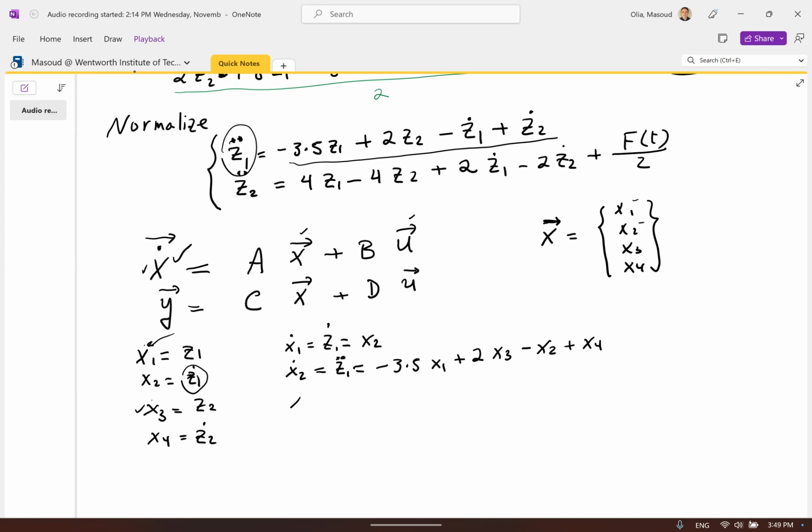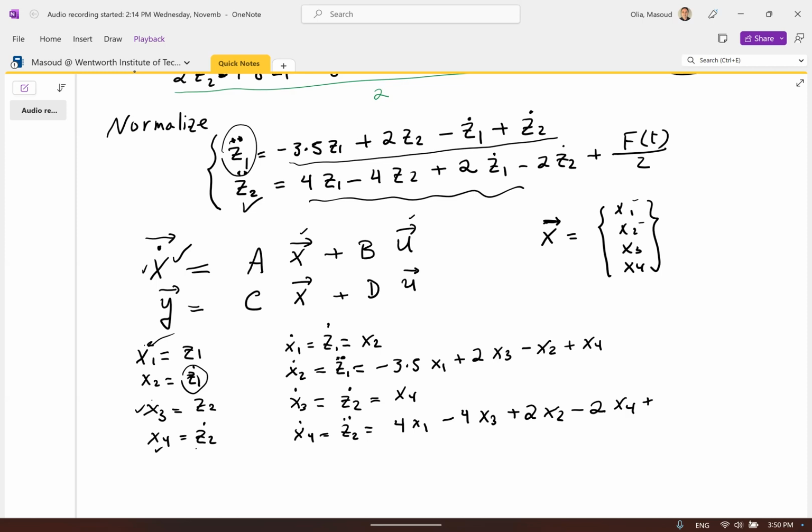Next, the derivative of x3, x dot 3. What is that? z dot 2, which is x4. And then finally, x dot 4, which becomes z double dot 2. What is z double dot 2? It's right here, equal to this. 4z1 is 4x1 minus 4z2, which is x3 plus 2z dot 1. z dot 1 is x2. And then minus 2 z dot 2, which is x4, and then don't forget f of t. Now I'm going to say f of t is u of t, or just u. So u is the input in this format for the state space.